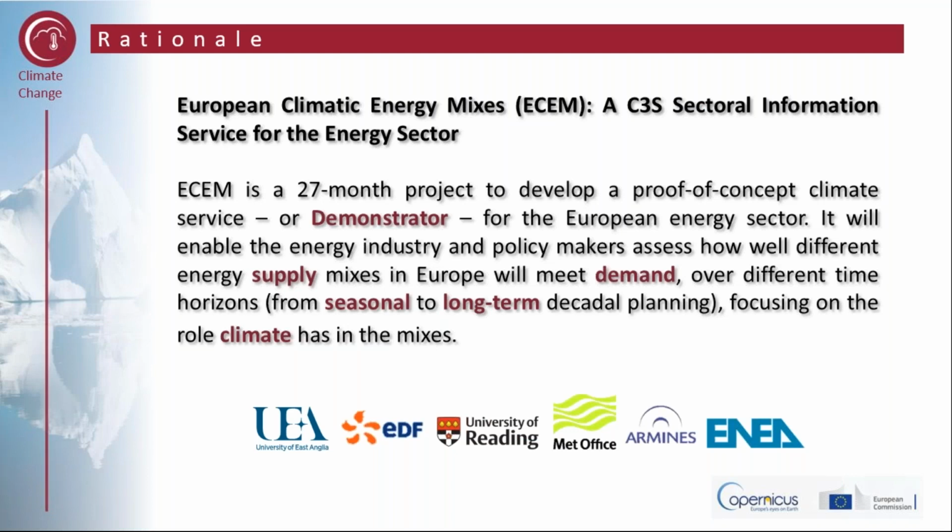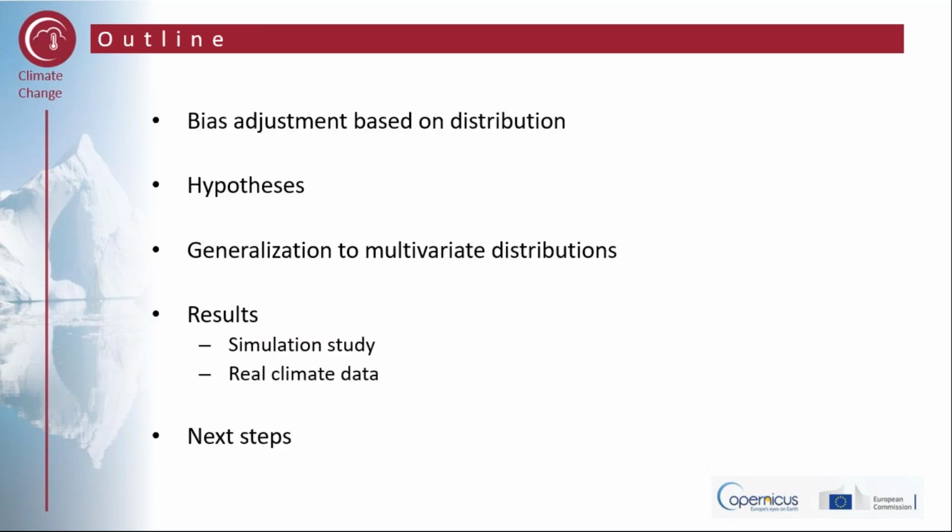I'll be talking to you about multivariate bias adjustment, as Alberto just said, and the tests we've made in the framework of ECEM, the project Alberto just presented previously. I will give my talk along these points: first reminding what bias adjustment based on distributions is, and the hypotheses, and then explaining how this is generalized to multivariate distributions. I will show some results using first synthetic variables and then real climate data, before ending with the next steps of this study.